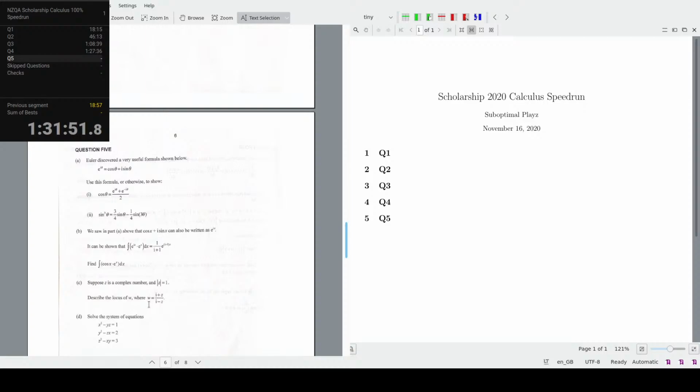Oh, is there no like... Okay, never mind. It can be shown that... What? Wait, didn't we literally do this in like... Oh no, that was e to the negative x cos x dx. Okay. So this is different, I guess. Slightly different. Alright.